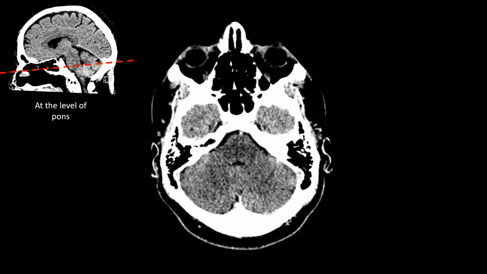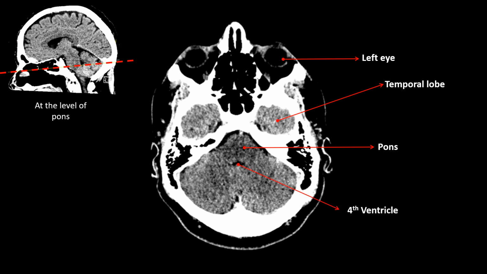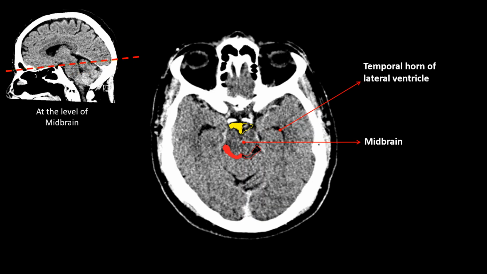This is an axial view at the level of the pons. This is the left eye, the temporal lobe, the pons, the fourth ventricle, the cerebellar hemisphere, and the middle cerebellar peduncle connects the pons to the cerebellum. This is an axial view at the level of the midbrain.